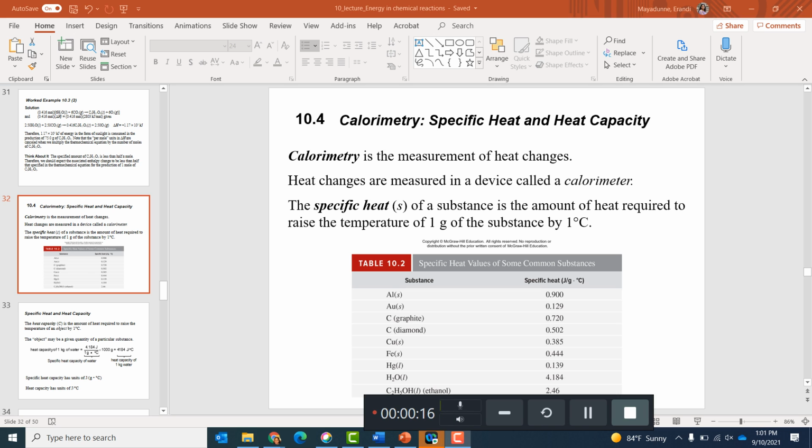A calorimeter is the equipment to measure heat changes. And how do we measure the heat changes? By measuring the temperature change and then applying that to an equation.